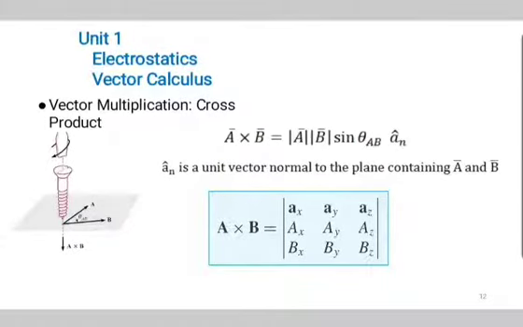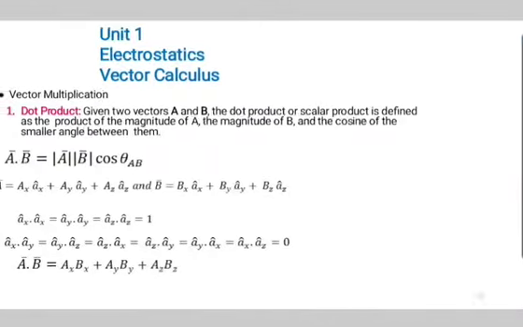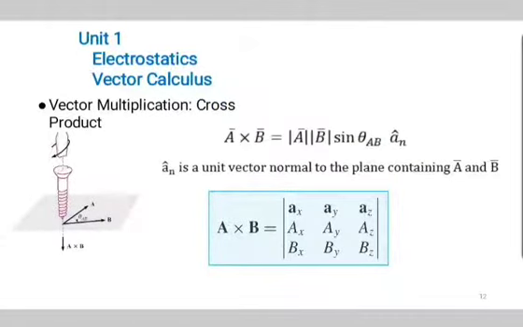Next is the vector multiplication. Now cross product. The previous two was the dot product. Next is the cross product. So for dot product we have used cos theta. Now for the cross product, A bar cross B bar is mod of A bar into mod of B bar sin theta AB a n cap. So this a n cap is a unit vector which is normal to the plane containing A bar and B bar. We can write this A bar cross B bar as a determinant: ax, ay, az, capital Ax, Ay, Az and Bx, By, Bz.